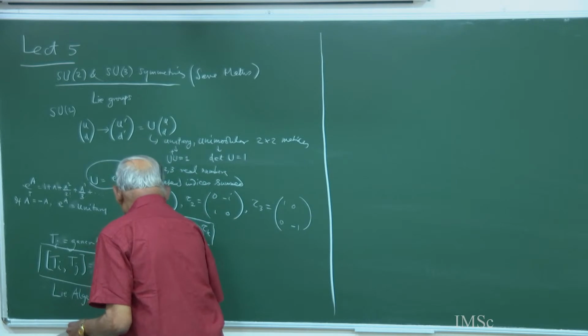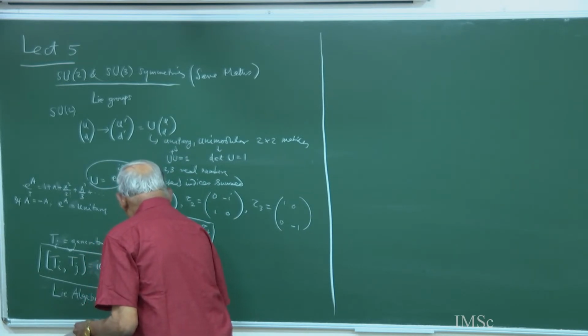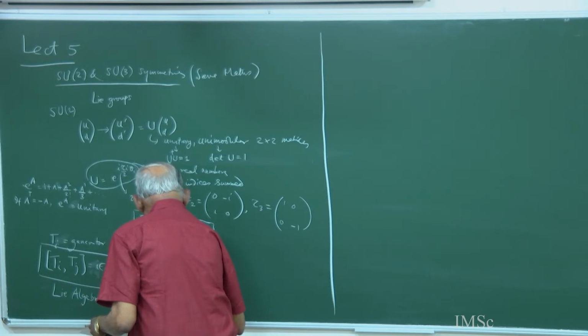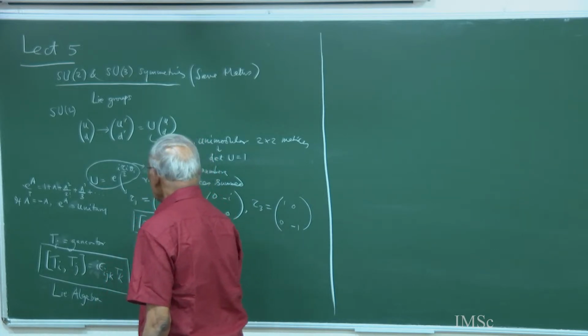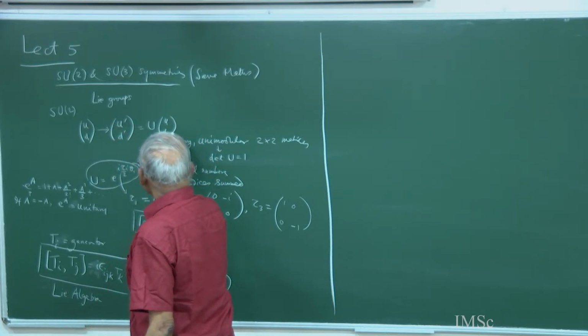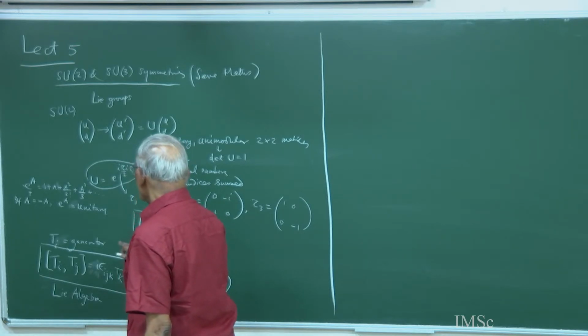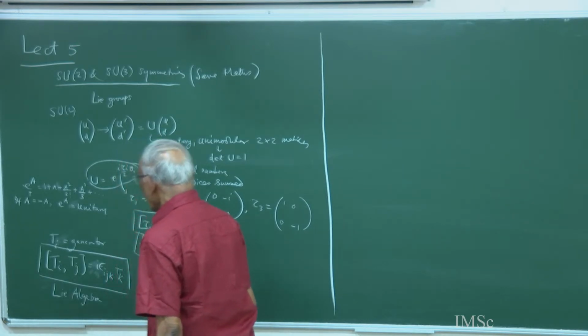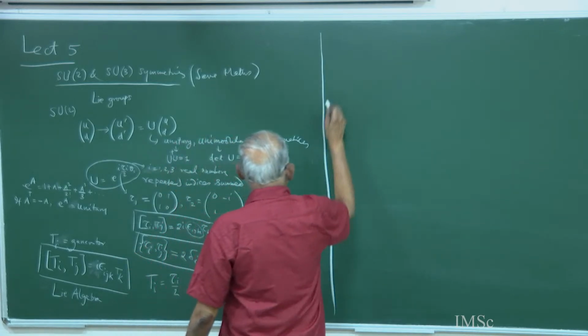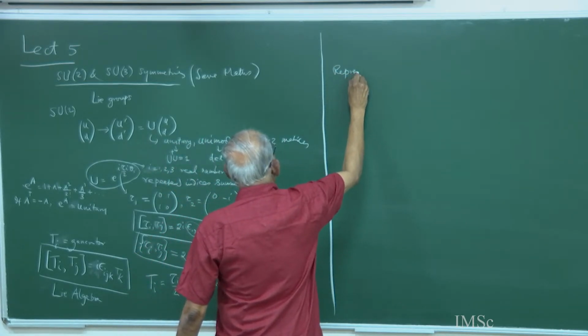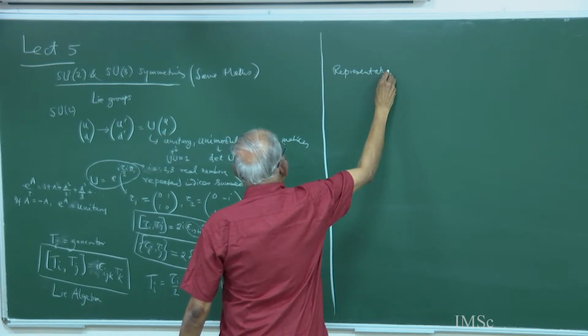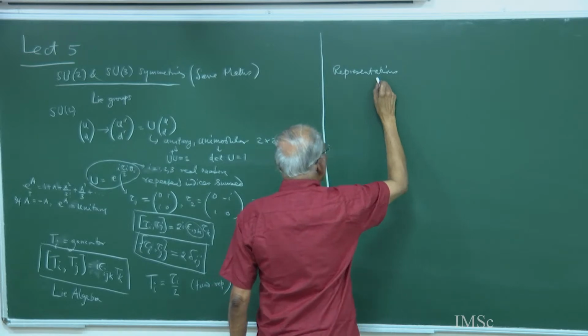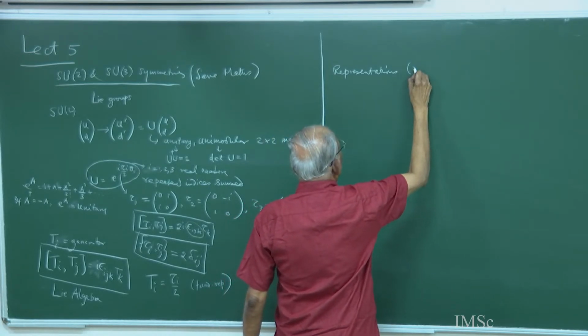And T_i, the 2 by 2 representation, is the Pauli matrices. It's called the fundamental representation, or the defining representation, because we define SU(2) itself through the 2 by 2 matrices. But then more generally there can be higher dimensional representations of T. They are called representations. Mathematicians call them representations. Physicists would like to call them multiplets.